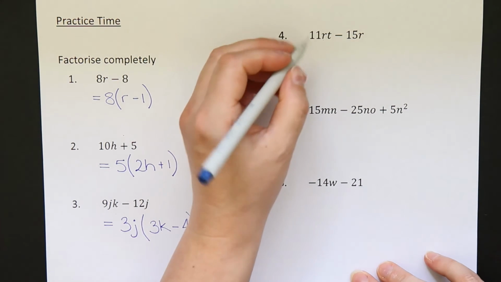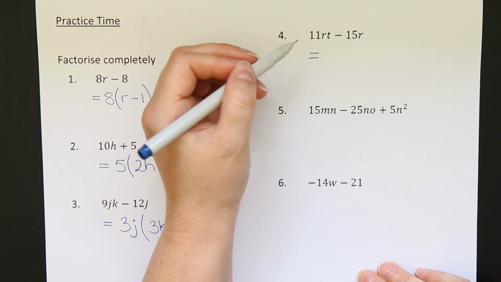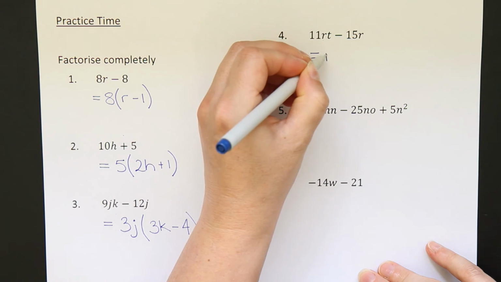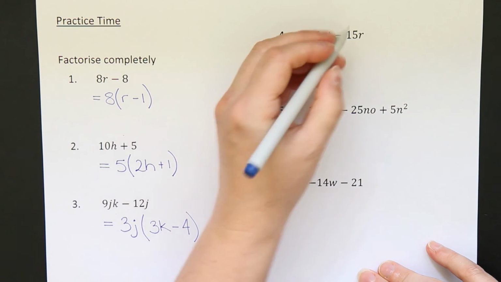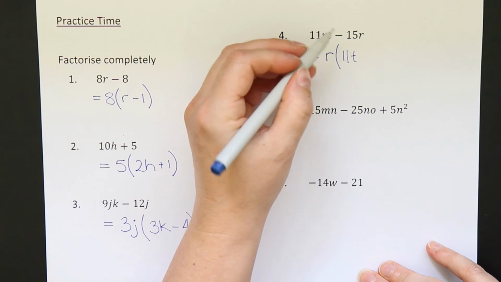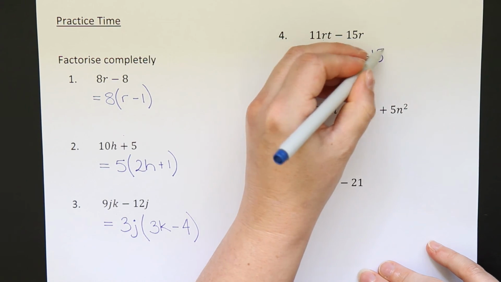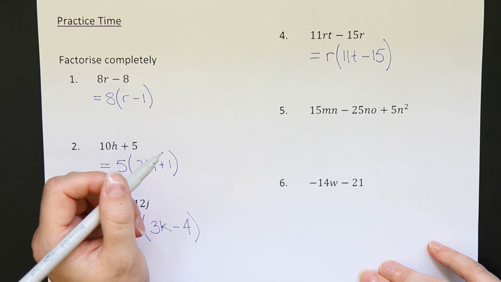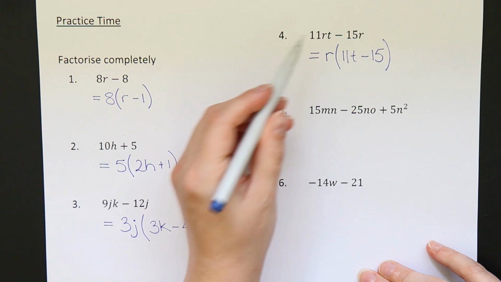Question 4, looking for a common factor, 11 and 15. There's no common factor other than 1 there to take out, so looking at the letters, R. R is my common factor out the front. Putting leftovers in the brackets. The 11, the R is at the front, so T in the bracket. Minus 15, yeah, need the 15. And the R has been taken out here, so close the bracket. Remember, you can always check that you're getting these right by expanding them back out in your head to see if you get back to the original question.